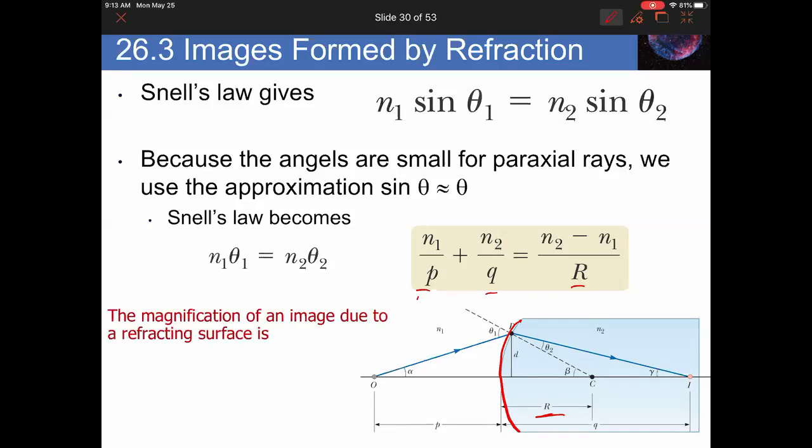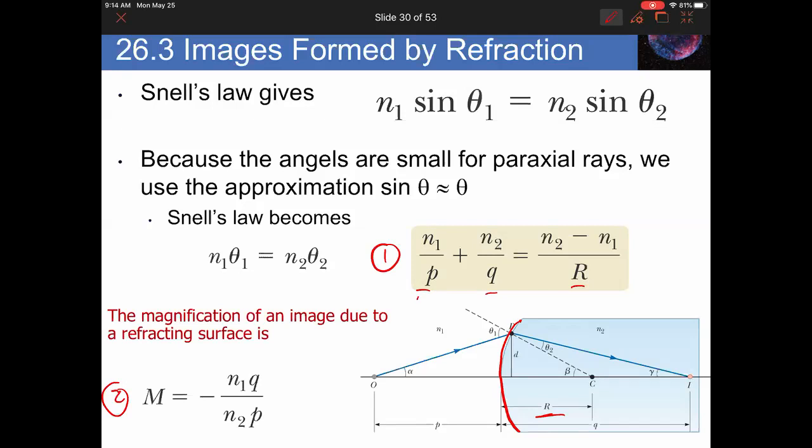There's also a magnification equation, which is a little bit modified from the mirrors. So m equals negative n1 q over n2 times p. These two equations, equation 1 and 2, go together to find the image for this type of case.